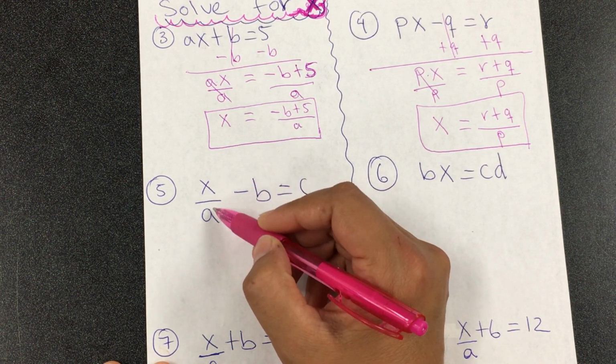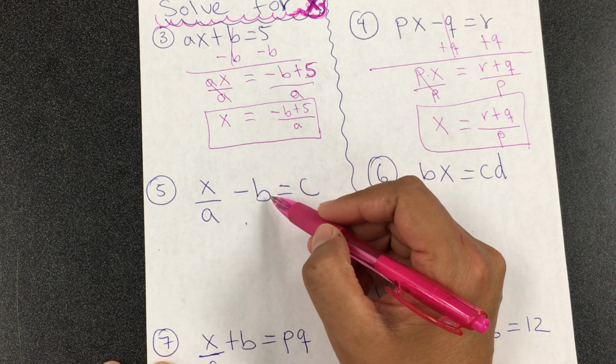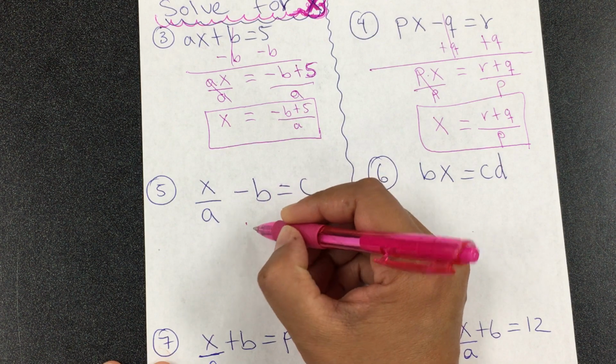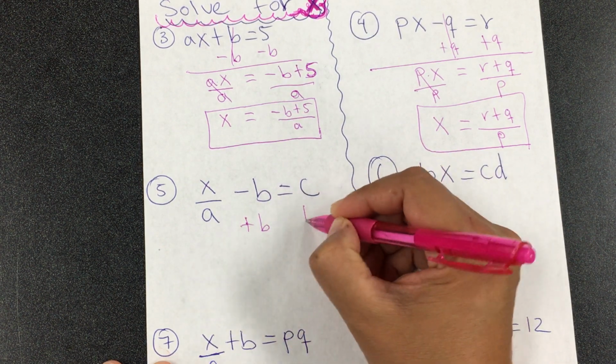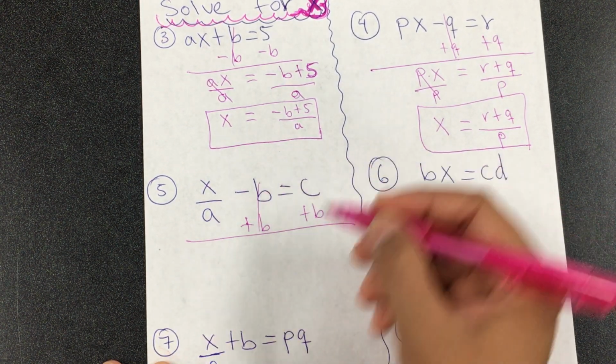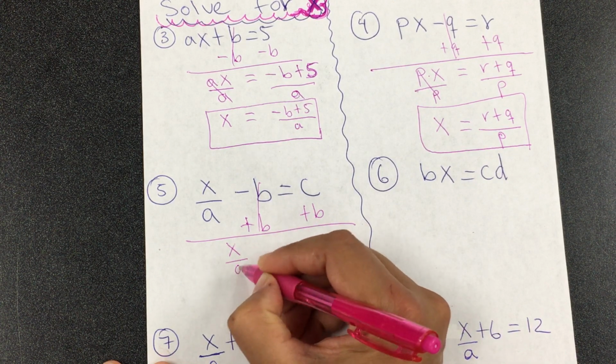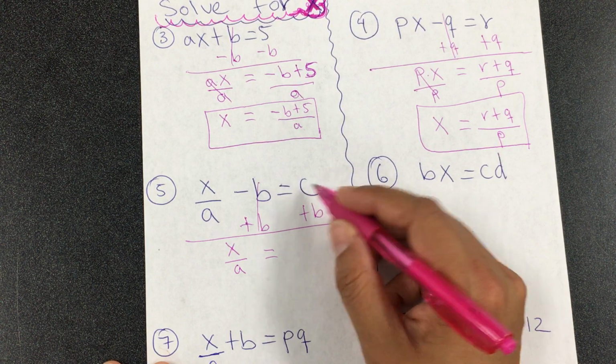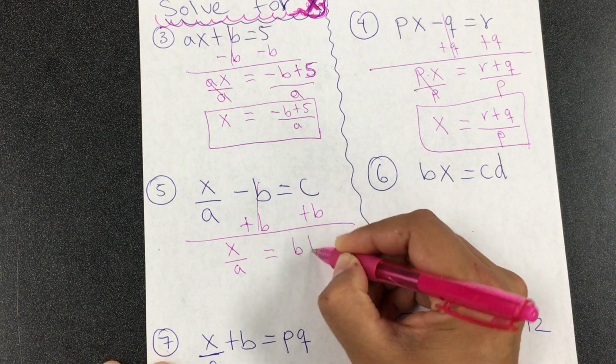Okay, in here we're dividing x by a and then subtracting b. So we're going to cancel b first. Okay, if we're subtracting b, the opposite is to add b to both sides. X divided by a is equals to, ideally this is going to be b plus c.